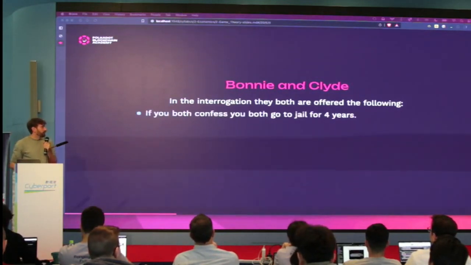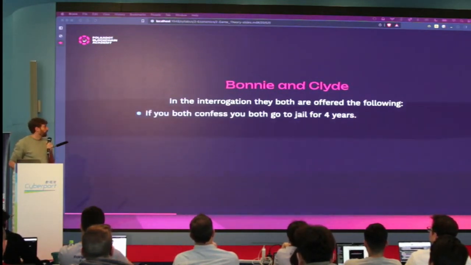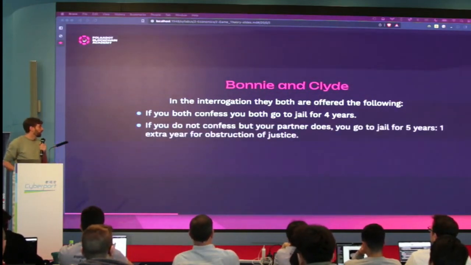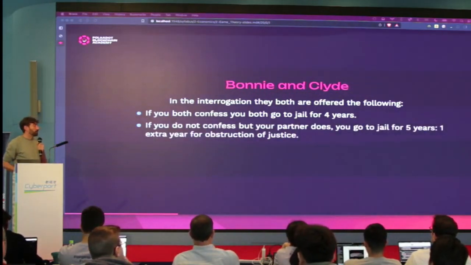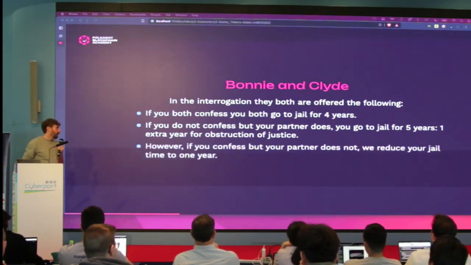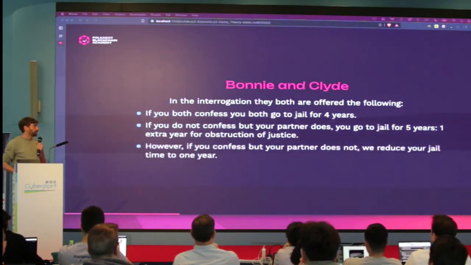So in the interrogation, they both are offered the following. If you both confess, you both go to jail for 4 years. If you do not confess, but your partner does, you go to jail for 5 years, 1 extra year for obstruction of justice. However, if you confess, but your partner does not, we reduce your jail time to 1 year.